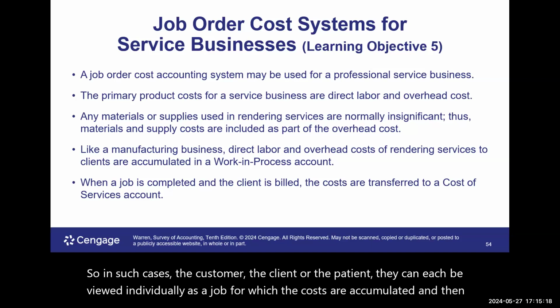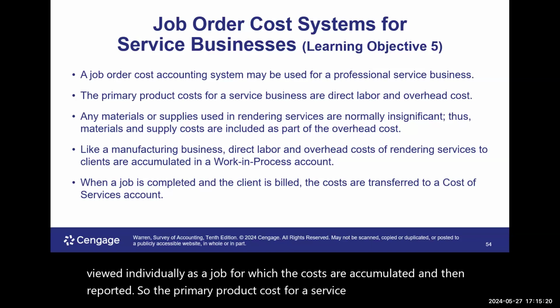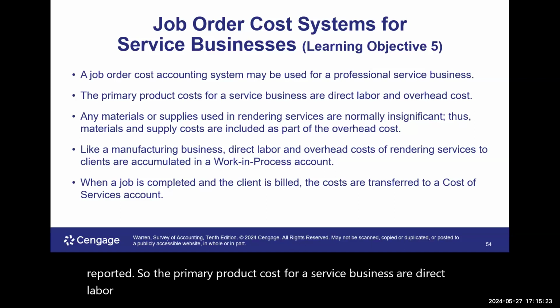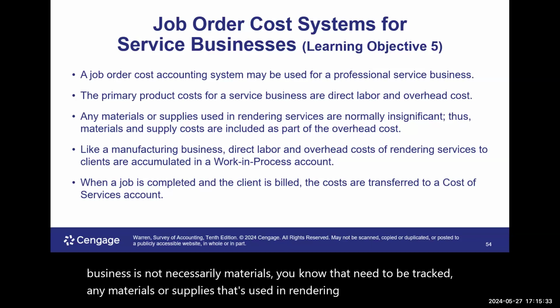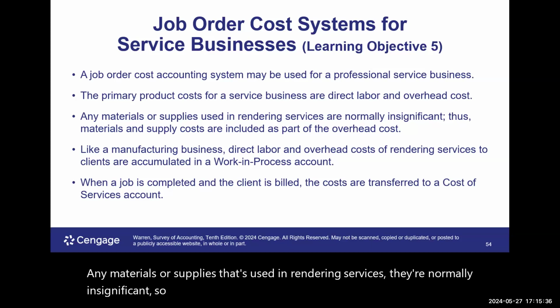So the primary product costs for a service business are direct labor and overhead costs. Obviously, because we're dealing with a service business, it's not necessarily materials that need to be tracked. Any materials or supplies used in rendering services are normally insignificant. So as a result, those are a part of the overhead costs.